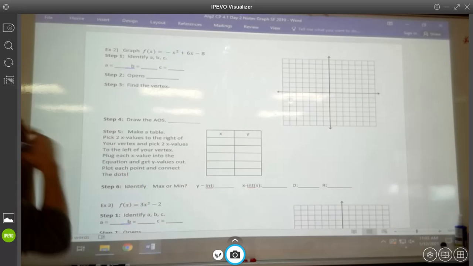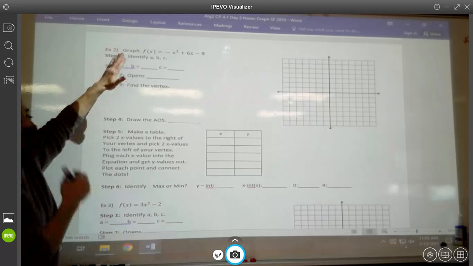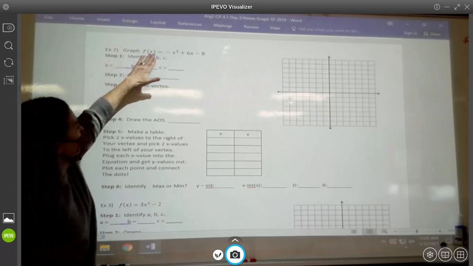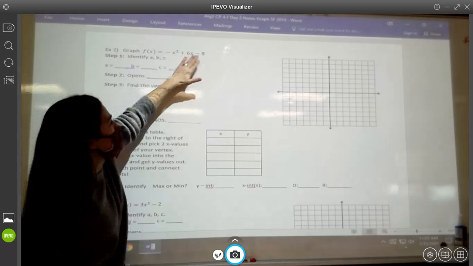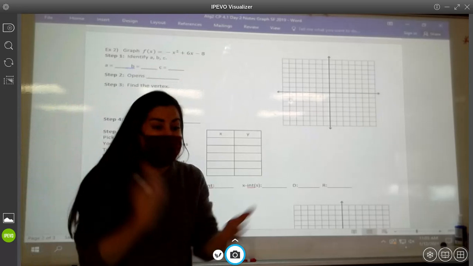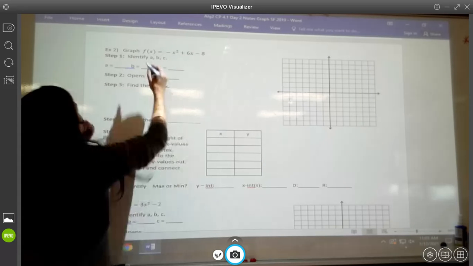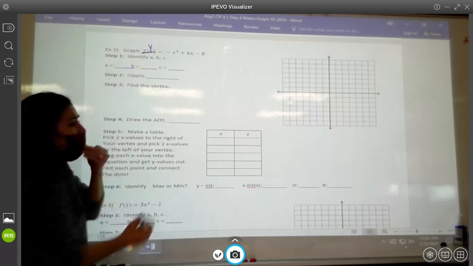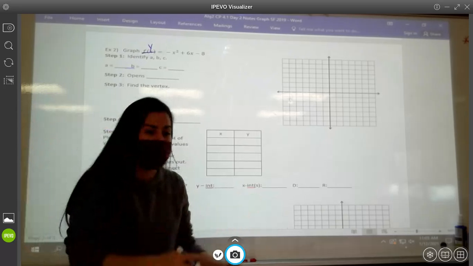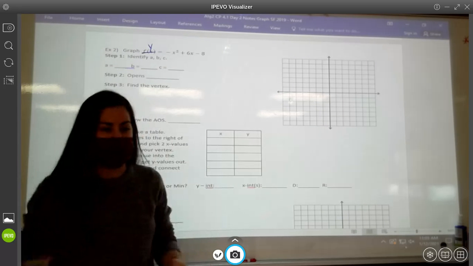All right, here we go. Ready? All right, so number 2, they ask you to graph f of x equals negative x squared plus 6x minus 8. If you're somebody who cannot stand f of x, then cross f of x out and put a y in its place and turn it back into an equation instead of a function. It means the same thing.